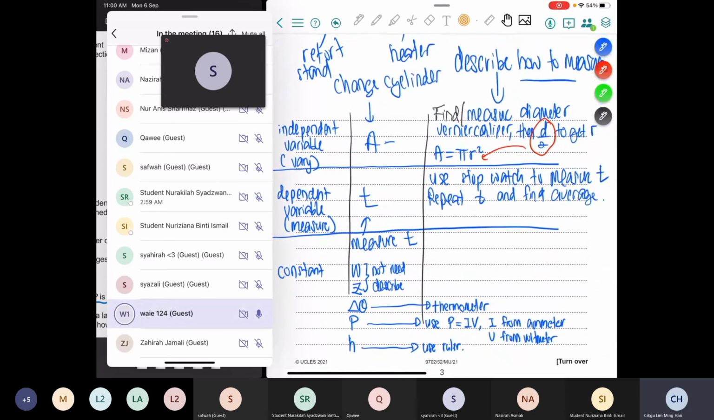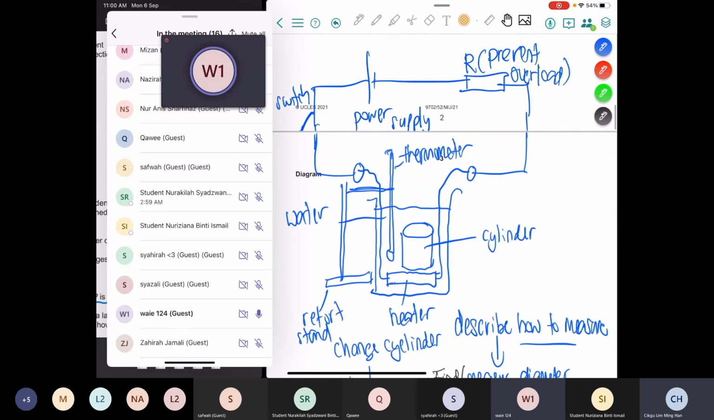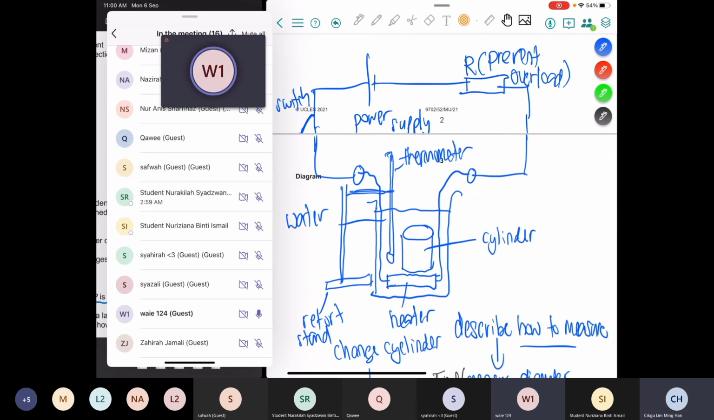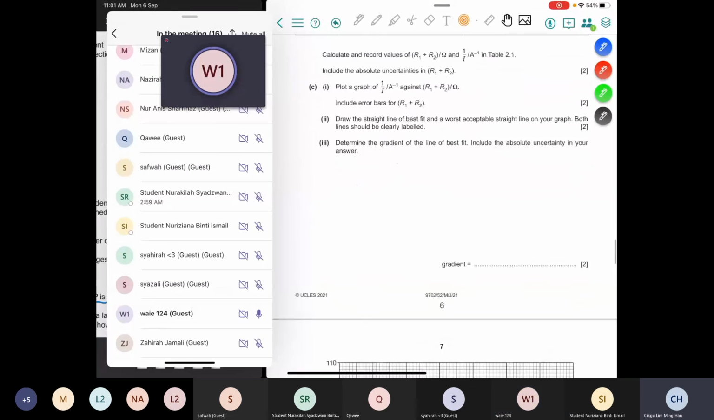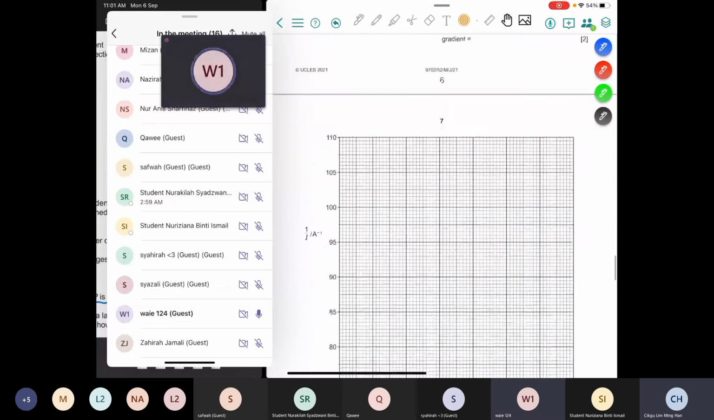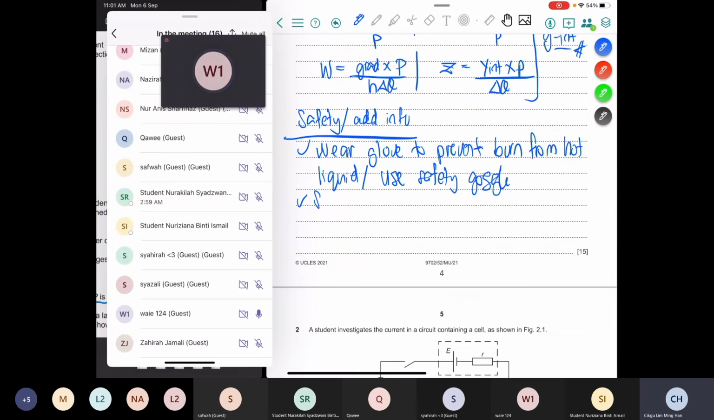Sir, we use a thermometer. Stir the water so that the temperature is evenly balanced, evenly spread. Alright, so we have one here. Stir the water to evenly spread the heat source.